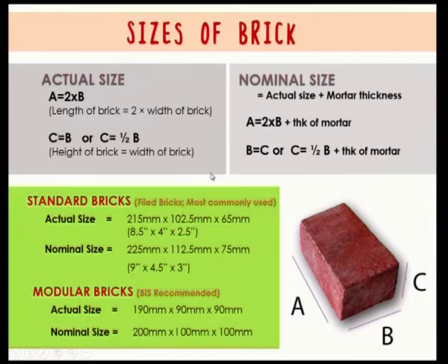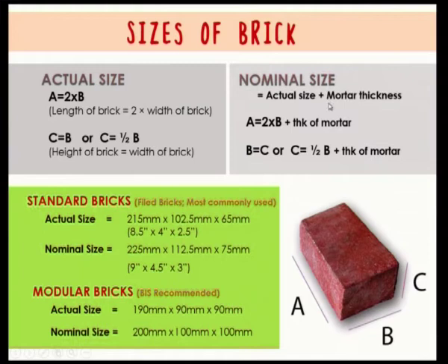Okay. So, now actual size. In the most standard bricks, A, that is the length of the brick, is 2 into B, that is twice of B, and B and C are equal, or C is half of B. So, the length of the brick is twice the width of the brick and the height of the brick is equal to the width of the brick or half of the width of the brick.